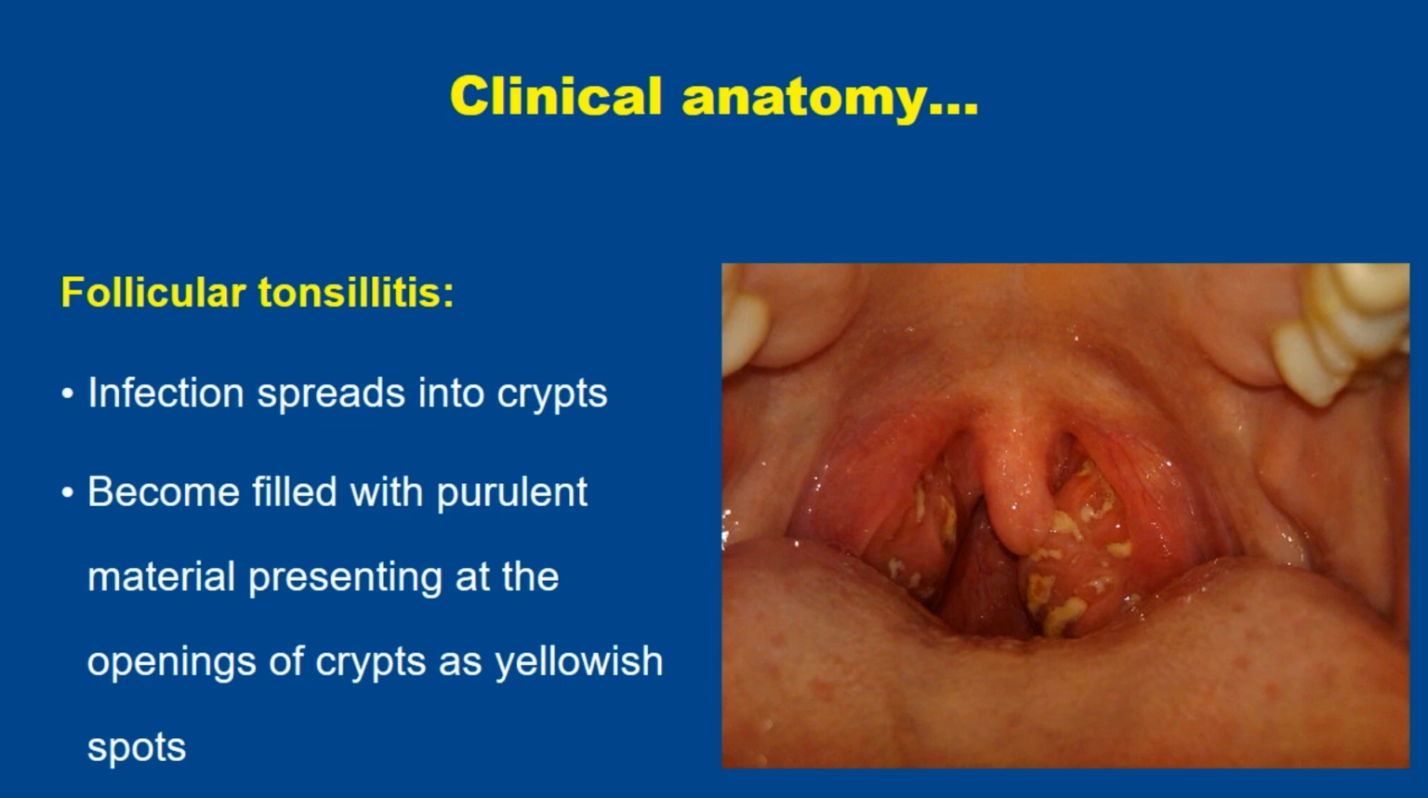In this condition, the infection spreads into the crypts, and the crypts become filled with purulent material, presenting at the openings of the crypts as yellowish spots. So this is all about the palatine tonsils.